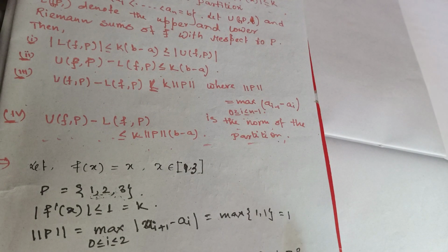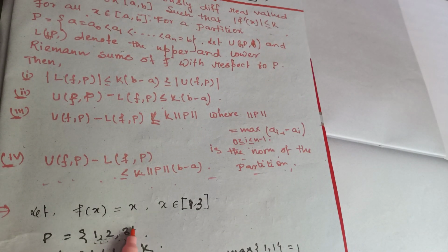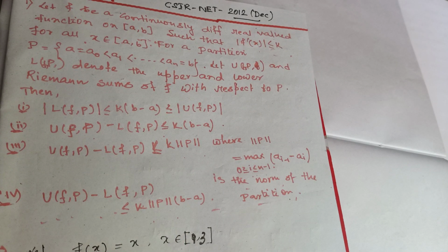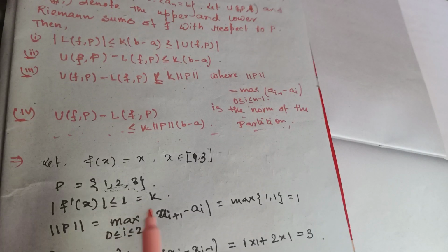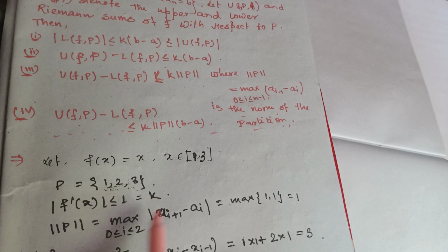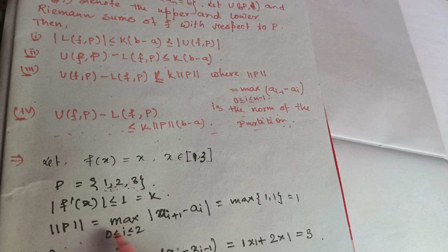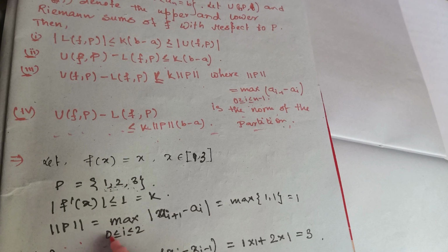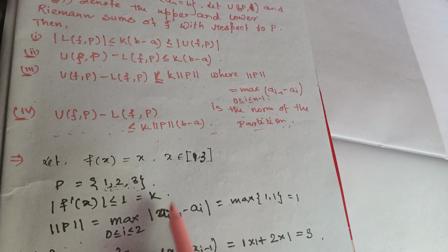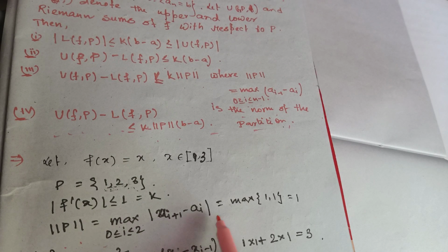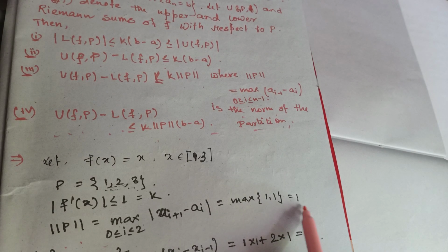Is it clear? Now here we consider f(x) = x, a polynomial function, definitely it is continuously differentiable, and if we consider |f'(x)|, that is less than or equal to 1, that is we take K. Now find the norm of P. What is meant by the norm of P? Norm of P means the maximum of |a_(i+1) minus a_i|, that is the maximum of 1, 1, that is 1.